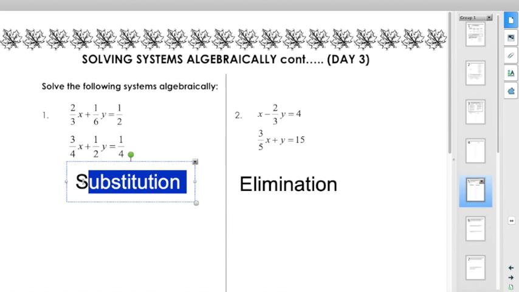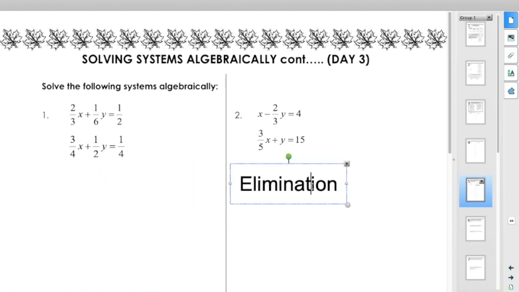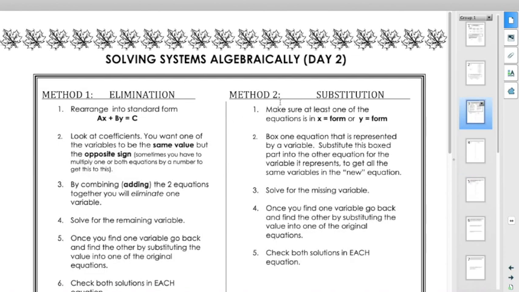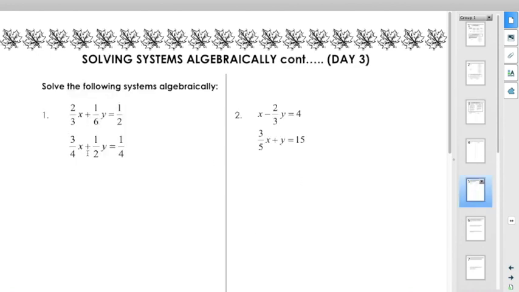So let's go and solve this. Number one, what method do we want to do? I'm probably going to end up doing substitution, okay? I'm going to get it in x equals or y equals form. And the reason I'm going to do that is because if I did elimination, it would be a real pain to try and get, I don't know, 2/3 x and negative 2/3 x or something, or 1/6 y and negative 1/6 y. It would be a real pain to try and cancel fractions out.